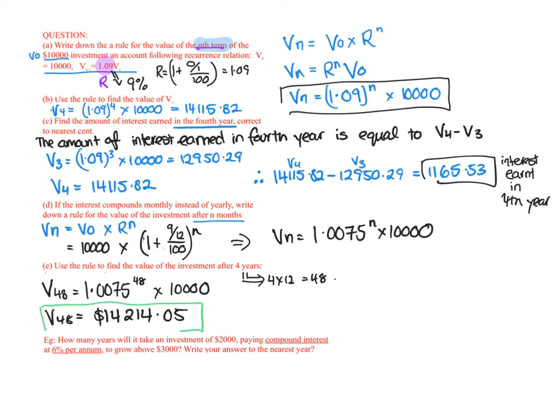So I just want you to have a look at this. This was after 4 years doing it monthly, and back up here was the value after 4 years going yearly. If this was a compound investment, so you're giving the bank money hoping that it grows, which one do you want the bank to do? Do you want them to compound it yearly, or monthly? Why? Because we get more money.